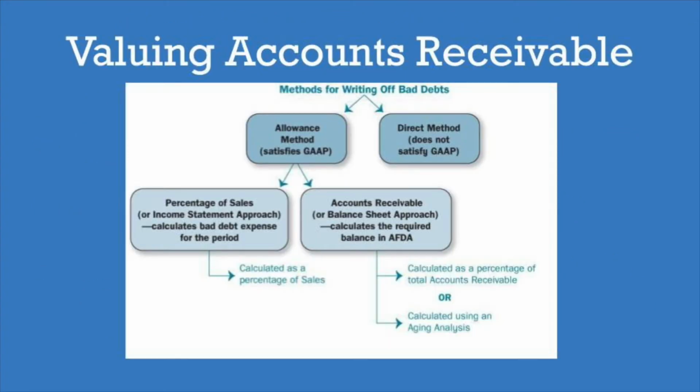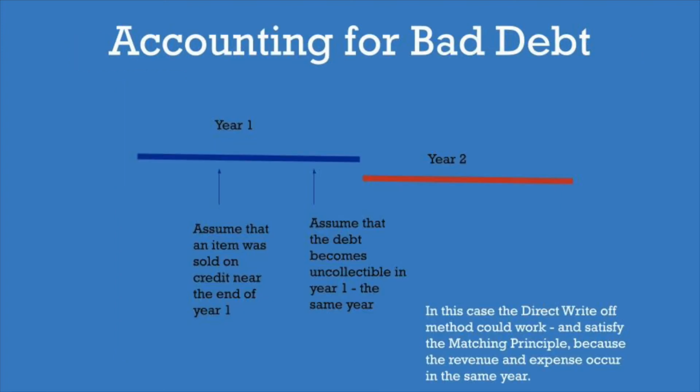From an accounting model perspective, there are two basic ways that we can write off or prepare for bad debt. First of all, we have something called the allowance method. The allowance method is really the one that everyone uses because it satisfies the requirements of generally accepted accounting principles. There's another method called the direct method, which is really just that as something goes bad, you write it off.